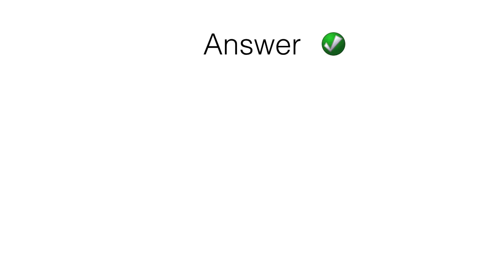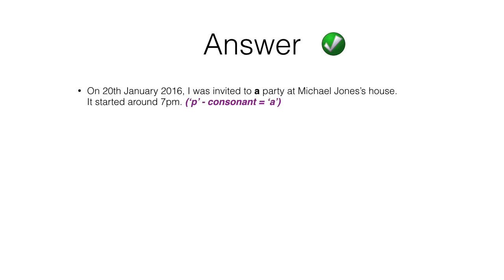Now let's have a look at the answer together. On the 20th of January 2016, I was invited to a party at Michael Jones's house. It started around 7 p.m. So we use the article a because P in party is a consonant. I was half an hour late. Here there is an exception. Hour sounds like ow, so we use the article an and not a.